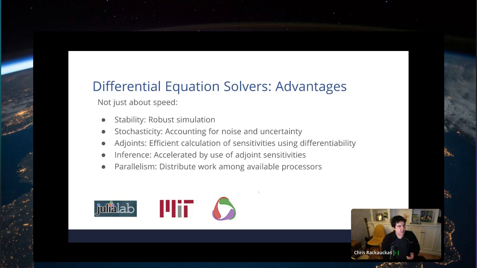And this is a slide then pulled from a lot of the discussions on differential equation solvers, stability, stochasticity, adjoints, inference, and parallelism, right? Everything should work on GPUs. Everything should be able to be differentiable. Everything should be very robust, right? All of the same things that we have for differential equations, we want to make sure that all of those exist within nonlinear solve as well.